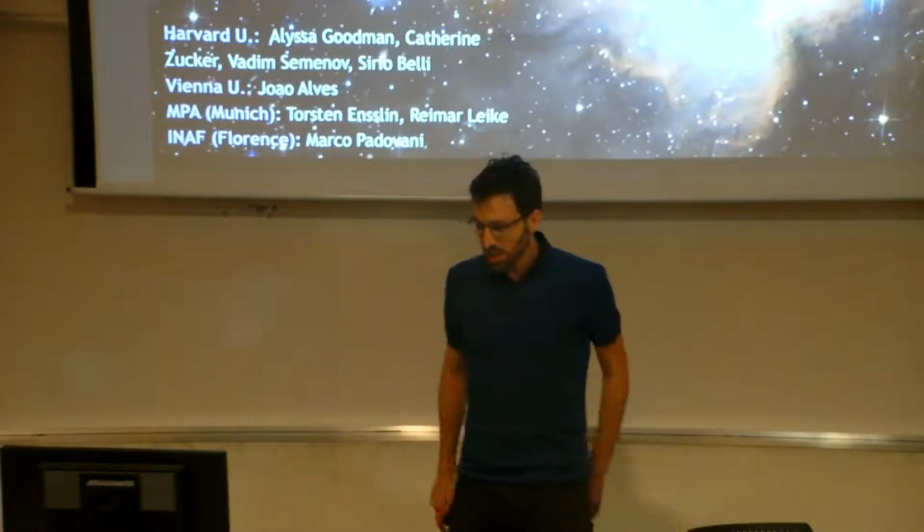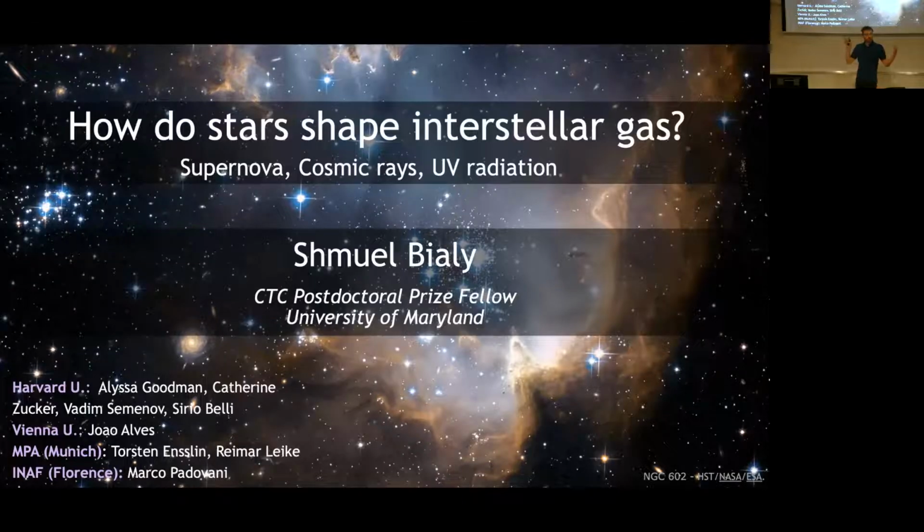So in this talk today, I want to talk about this idea of feedback, how stars in different forms, through supernova, cosmic rays, and UV radiation, affect and interact with interstellar gas, out of which they form. They form out of this gas, and as we'll see, they then affect this gas and interact with it in many different interesting ways. This is work that I've been doing with several people, several projects in Harvard, Alyssa Goodman and collaborators, Vienna University, MPA in Munich and Florence.